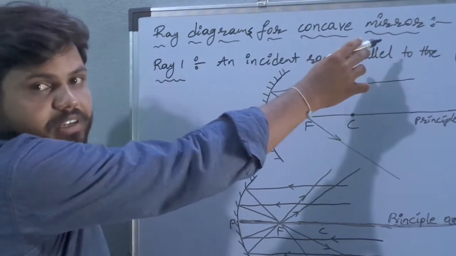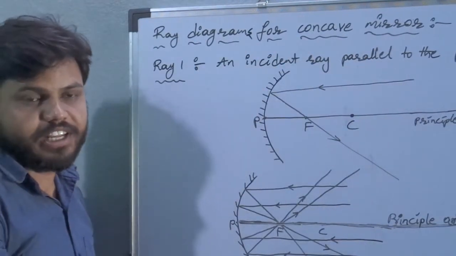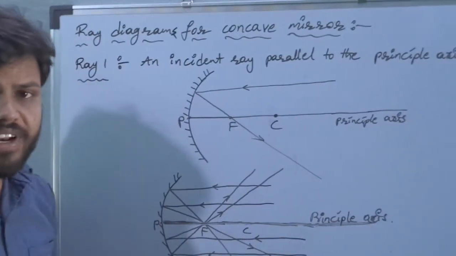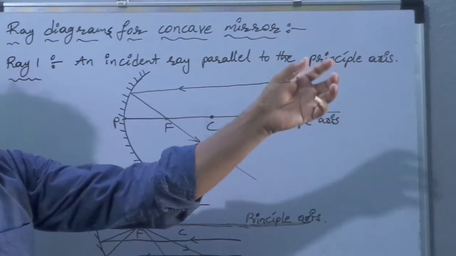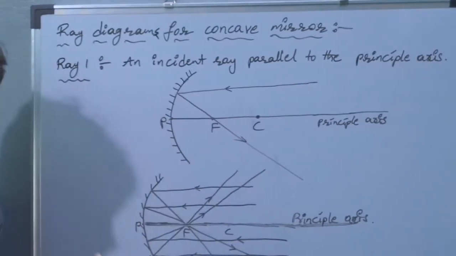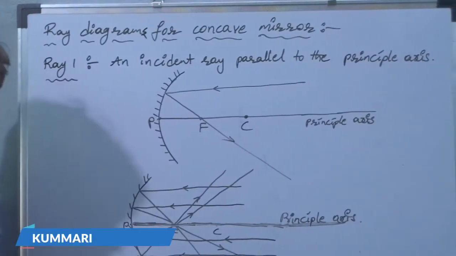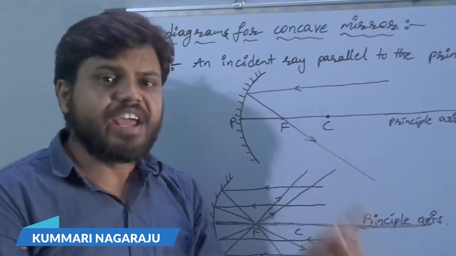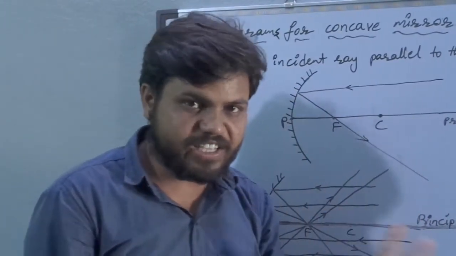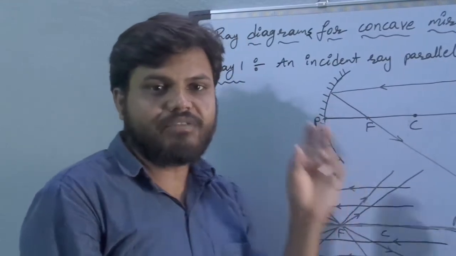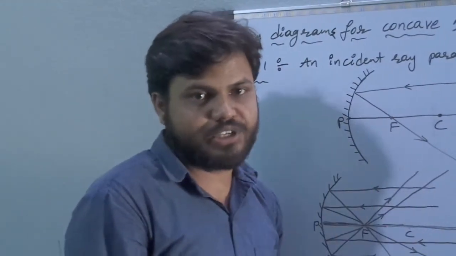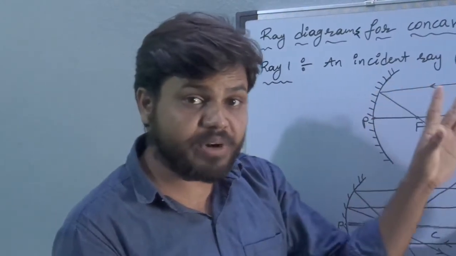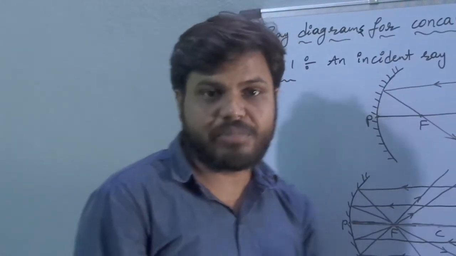Ray diagrams for concave mirrors. We already know that an infinite number of rays travel from any object towards a concave mirror, or any type of mirror. In order to obtain the image of the object, at least two incident rays are required. Compulsorily, we need two incident rays to obtain the image of the object. We know their reflected paths after reflection from the mirror.